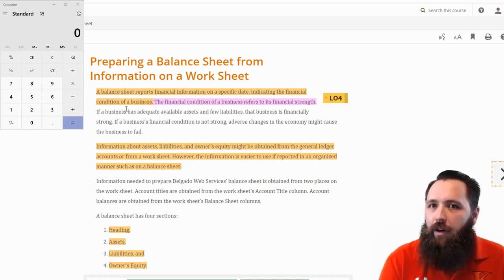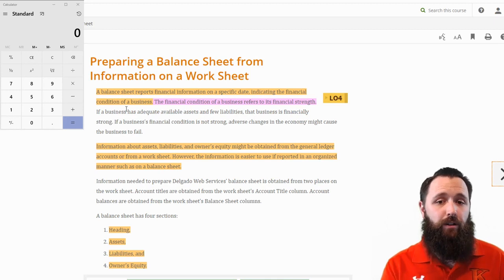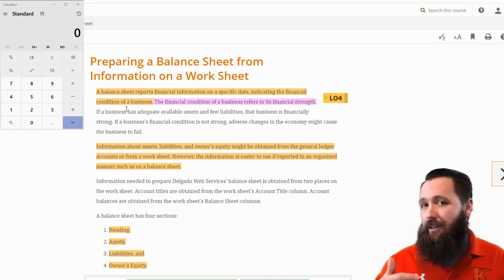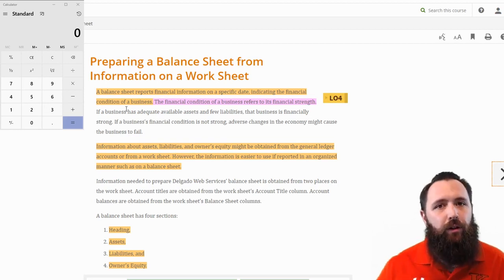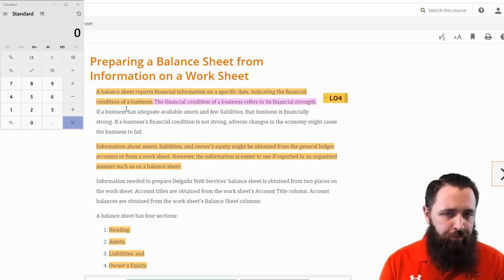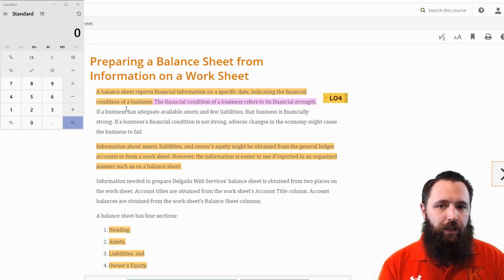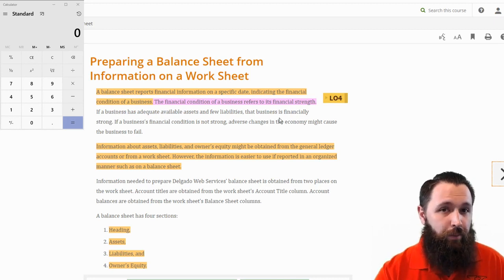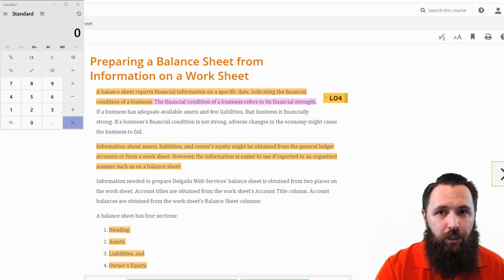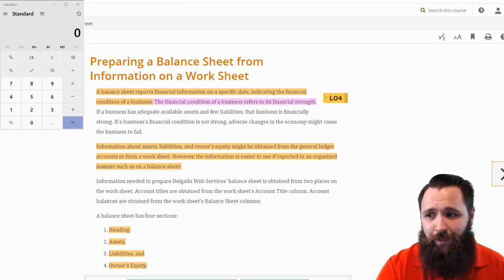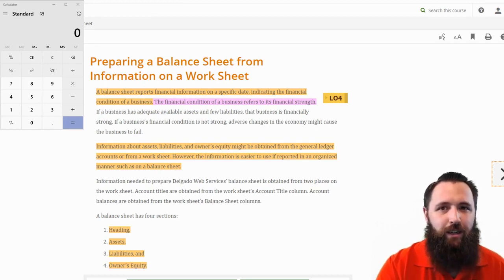And when they say financial condition, it just means how financially sound they are. Do they have a good amount of assets compared to liabilities? Because a balance sheet is just that. It's the accounting equation. Assets equals liabilities plus our owner's equity. And we want to take a look and say, how strong is this business at this point in time? Is it something that maybe I want to invest in? Or does the business need to be restructured? What does it kind of look like?